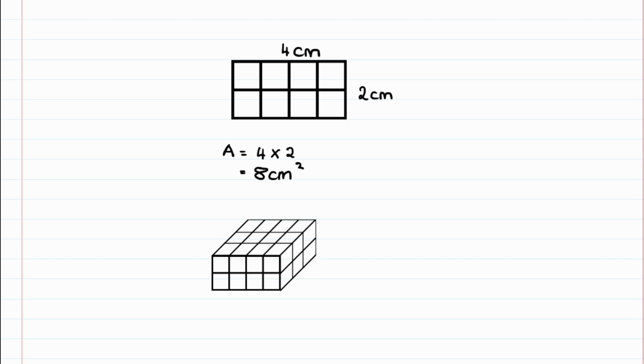Volume is the space taken up by a 3D shape. And where we divide 2D shapes into squares for area, we divide 3D shapes into cubes for volume. Take this rectangular prism, for example. It's made up of cubes. There are a number of ways that we can count them, but either way, we can see that there are 24 cubes which make up this shape. This means that the volume of the prism is 24 centimeters cubed.